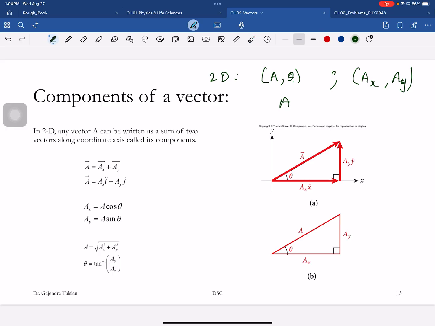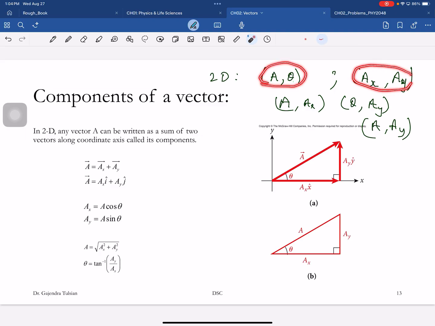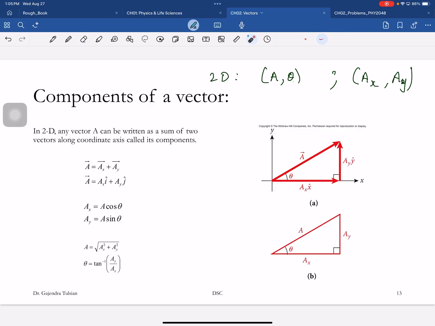Or you could give me ax, or you could give me theta and ay, or you could give me ay, any combination of 2 numbers, and you completely specify the vector. The polite thing to do is either give this set or this set. You give these numbers if you want to mess with somebody. All right. So anyway, you need 2 numbers to specify a vector in 2 dimensions.